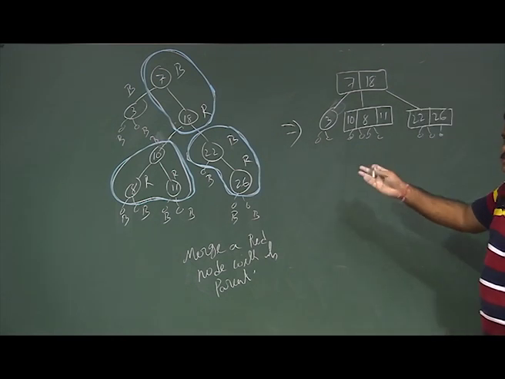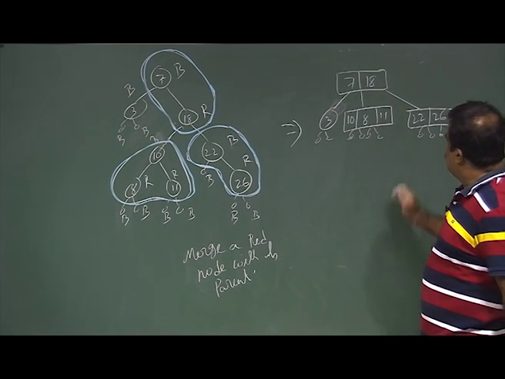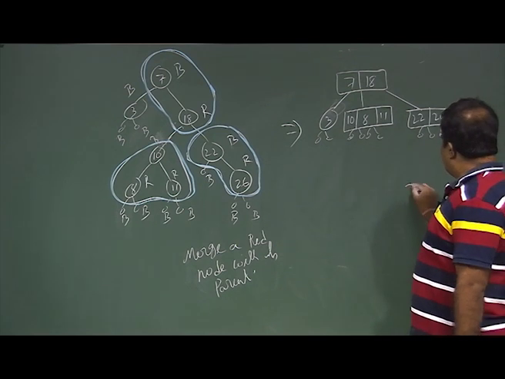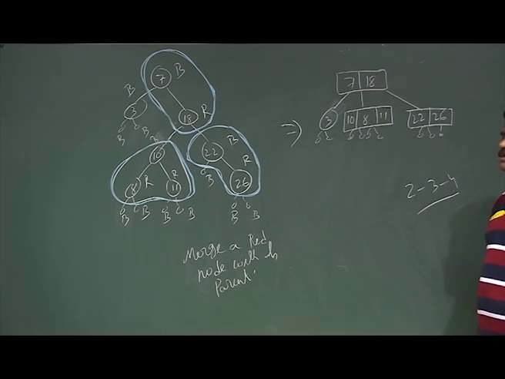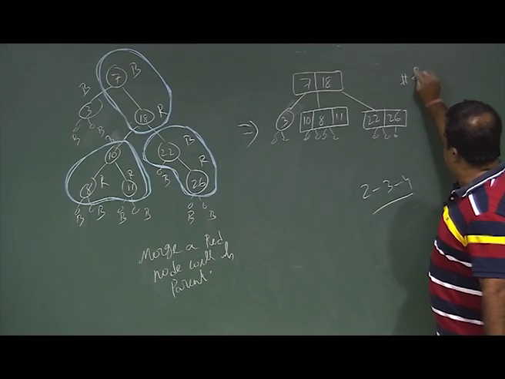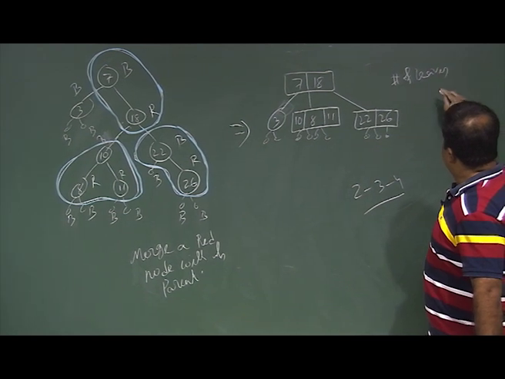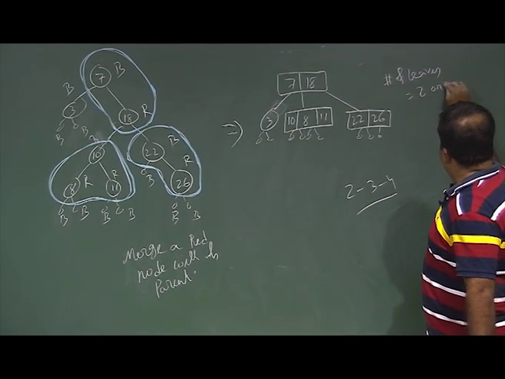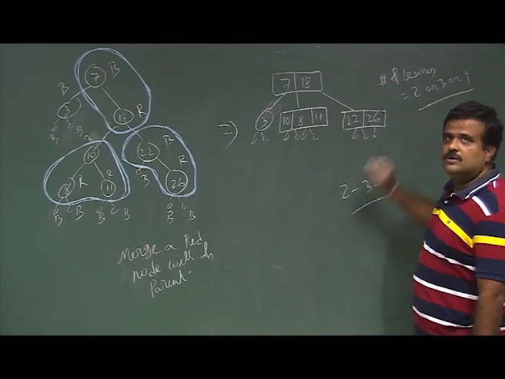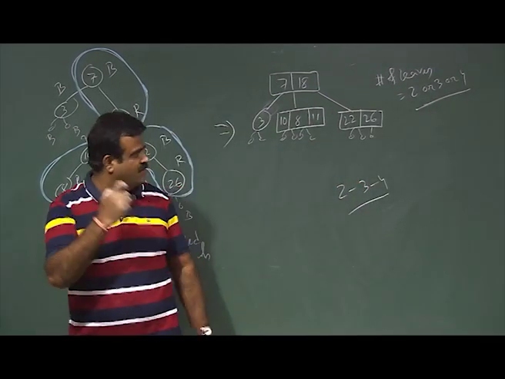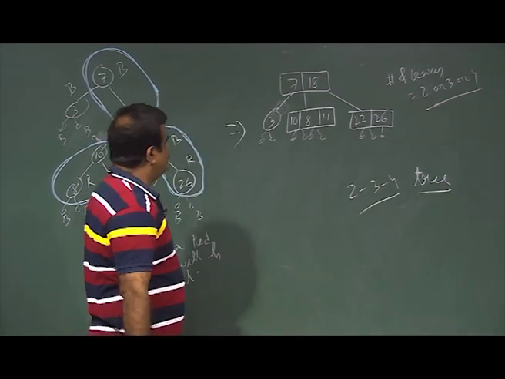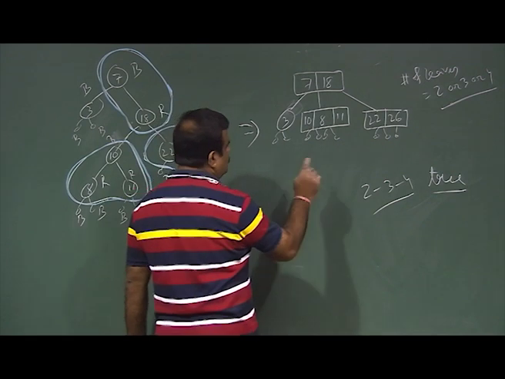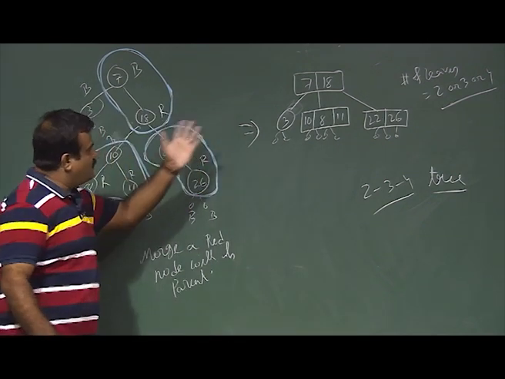Okay, so this tree will convert into this tree, and this is nothing but a 2, 3, 4 tree. Why? So what is the number of leaves in this tree for each node? So number of leaves is either 2 or 3 or 4. So that's the reason it is called 2, 3, 4 tree. And this tree is balanced. This tree is a very nice structure. So this tree is converted into this tree.